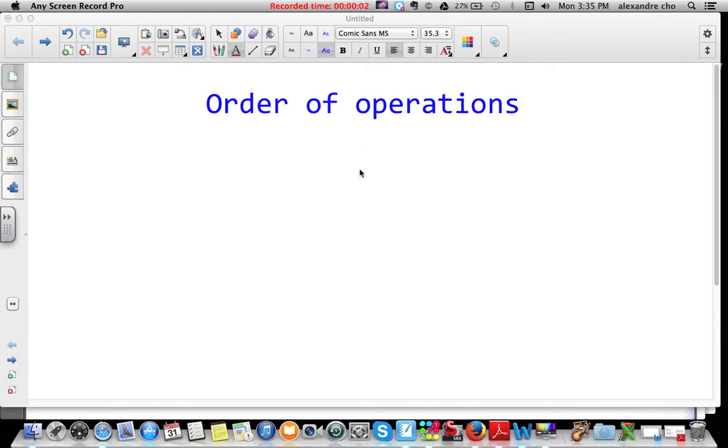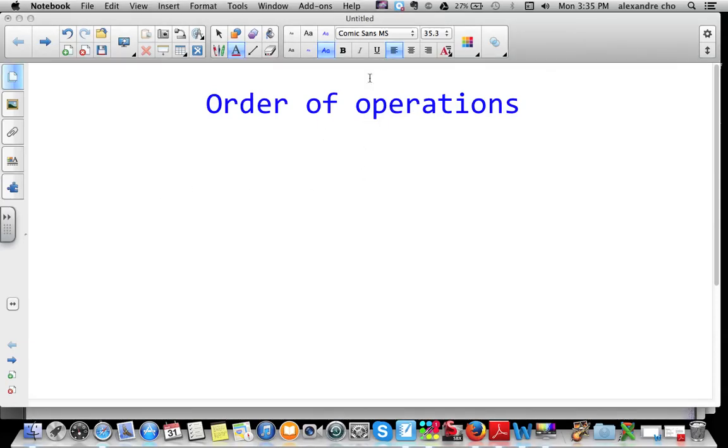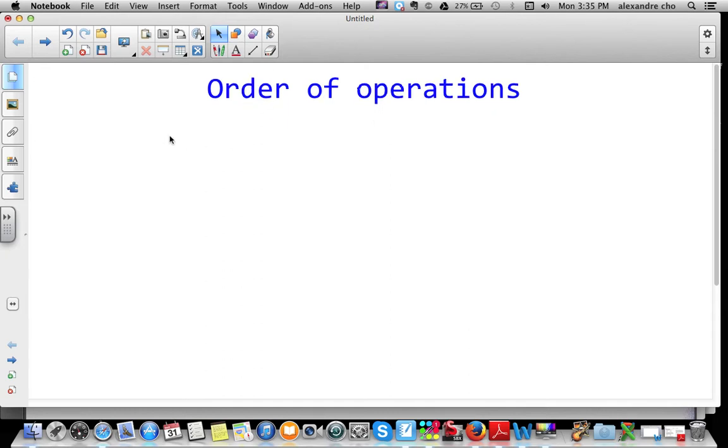Try to make this simple. Okay, not simple. I meant to say short. There are three topics I want to briefly talk about: order of operations, exponents, and number properties.